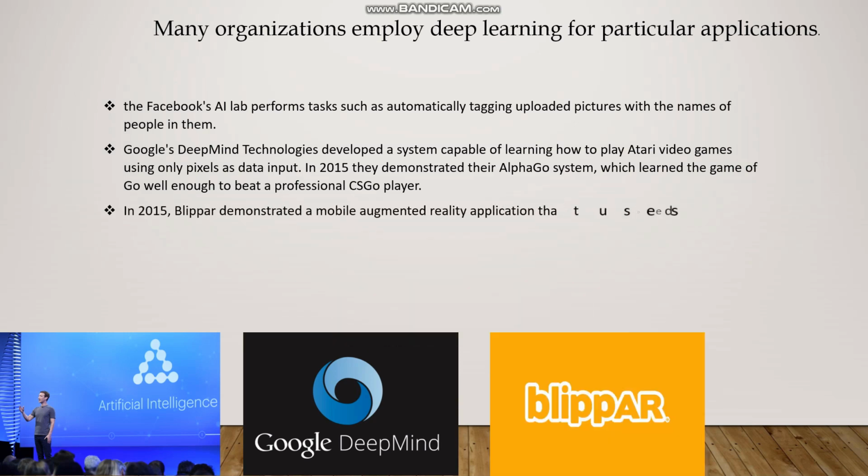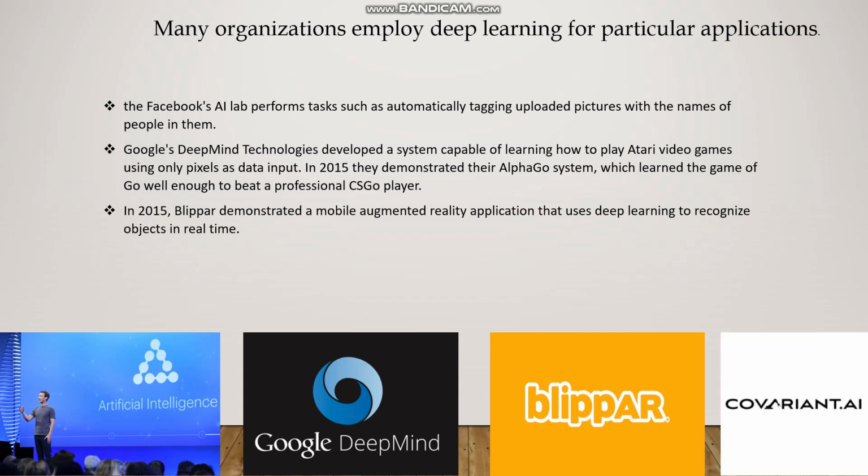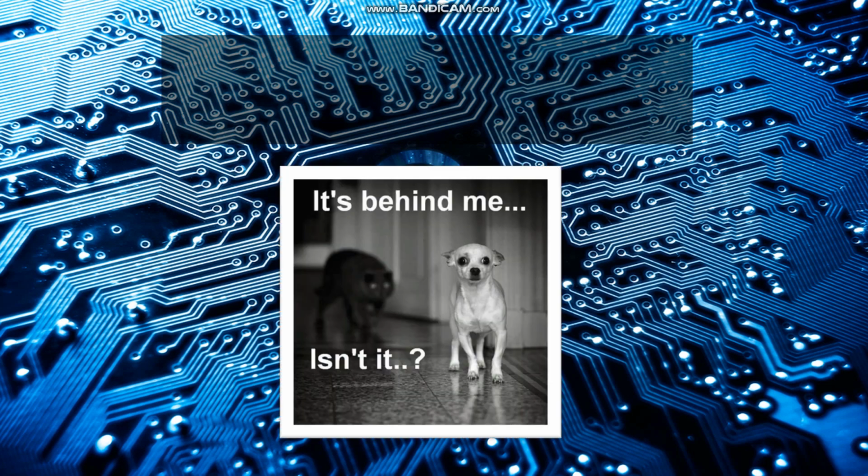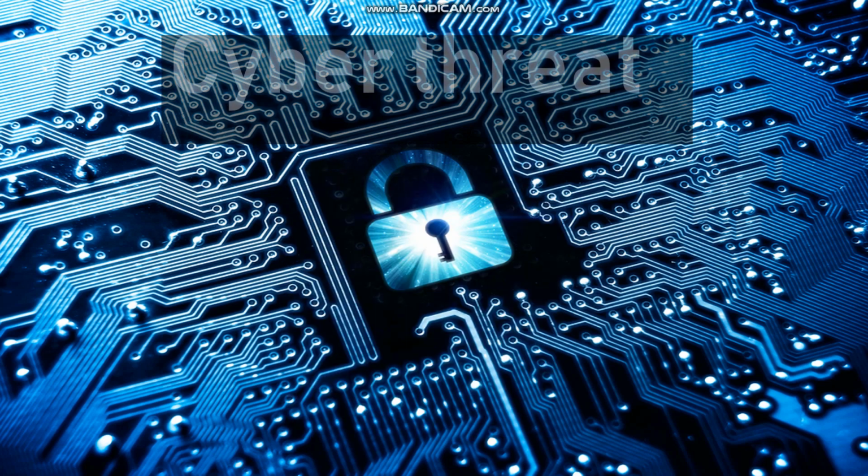In 2015, Blippar demonstrated a mobile augmented reality application that uses deep learning to recognize objects in real time. In 2017, Covariant.ai was launched, which focuses on integrating deep learning into factories. From that time, we're praising this new technology like anything, but we haven't spoken anything about its spooky consequences. Yes, it's a cyber threat.